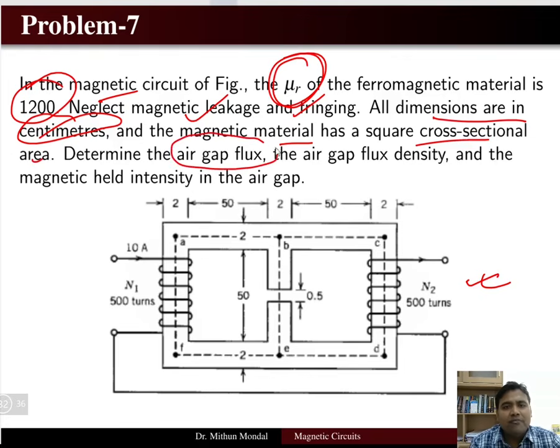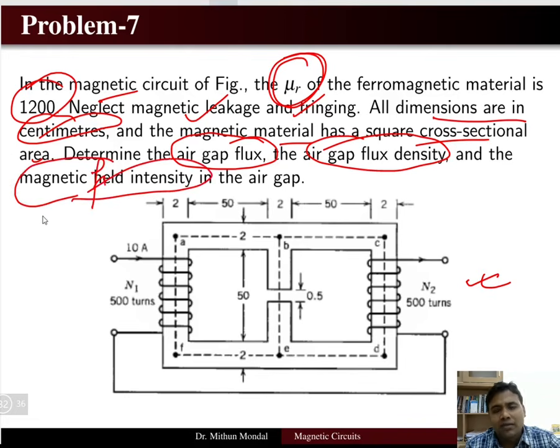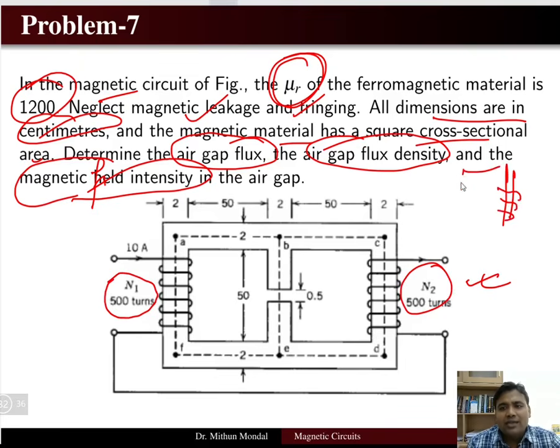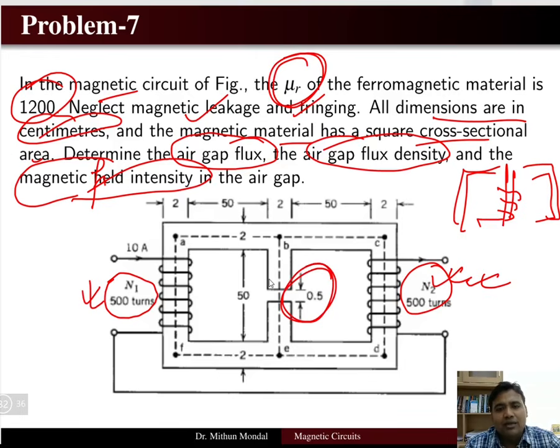Determine the air gap flux density and magnetic field intensity. The magnetic field intensity you have to determine in the air gap. So these are the dimensions. Now you have two exciting coils, N1 on this side and N2 on this side. If you remember the previous problem, the exciting coil was in the central core, and at the two extreme legs you did not have an excitation coil. Here the excitation coils are located at the two extreme ends, and there is an air gap of 0.5 centimeter at the central leg.